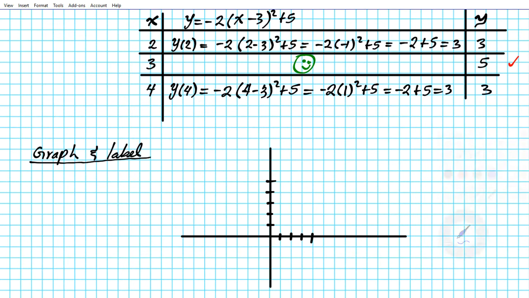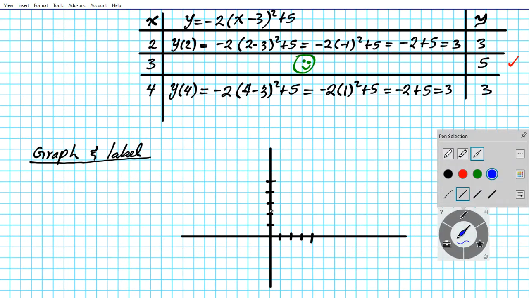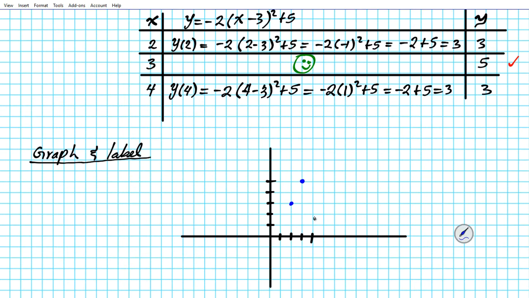For x equals 2, our output is 3. For x equals 3, our output is 5. And then for x equals 4, our output drops back to 3. And then we have our nice downward opening parabola. Okay, so it's just a sketch opening downward like that, and then the other part opening downwards like that.